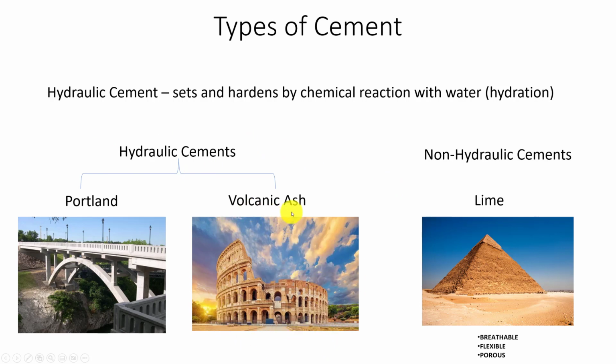Now, when we look at modern cements and we think of the Colosseum here, this was held together with volcanic ash, and this is a hydraulic cement. Hydraulic cements set up and harden by chemical reactions with water called hydration. We're going to talk about hydration here in a minute. Our modern concretes use something called Portland cement. A gentleman that invented that named it Portland after some of the rocks and materials, by the color of them, from his home country.